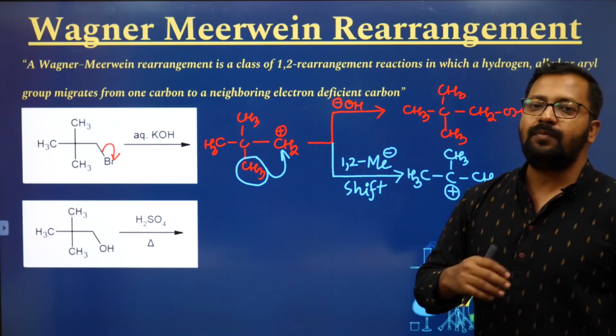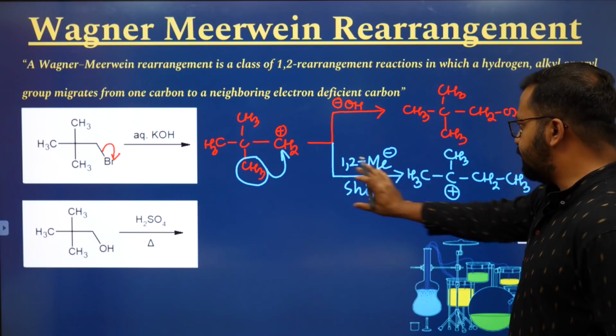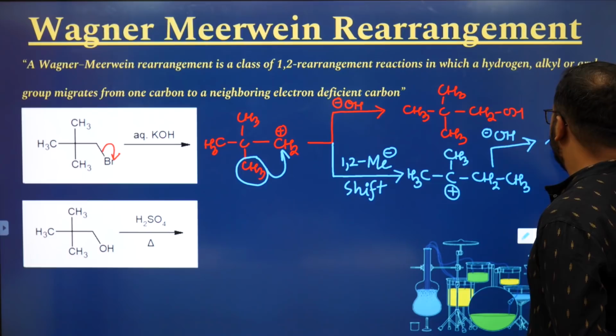Ab aisa nahi ki aap rearrange karne ke liye pura samay lete rahoge. Okay, that is not gonna happen. So it's a very very fast process. This step is known as a Wagner Meerwein rearrangement. At this point, it will later on react with OH minus to form a molecule like this.